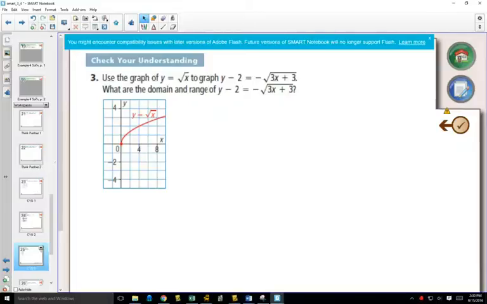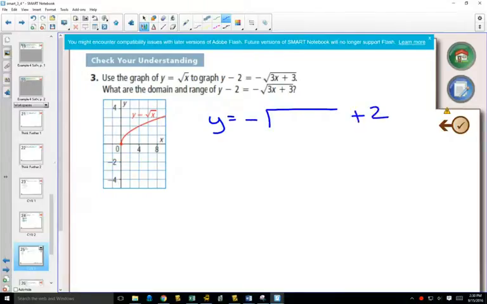Here's the graph of square root of x, and we want to graph y minus 2 equals negative square root of 3x plus 3. The first thing I'm going to do is move that 2 over, and I'm just not going to write the inside first, because I want to look at that and say, well, what does everything do? What does that negative do? Vertical or horizontal? X or y? First negative. That's going to affect y. It's going to reflect it over the x-axis.